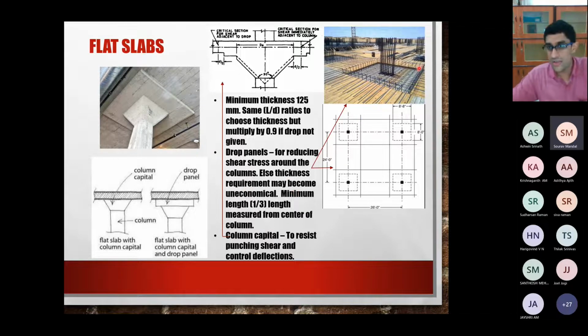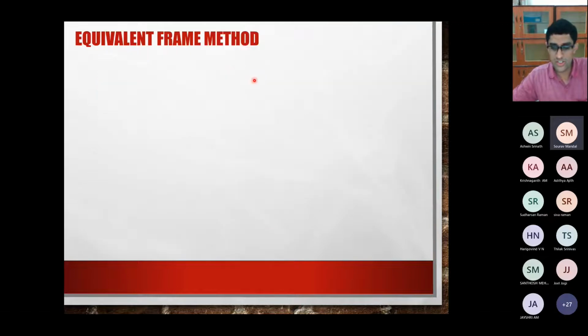And the size of this drop panel should be at least 1/3 of the length measured from here to here, from column to column. So column to column, how much is the length? At least 1/3 of that you have to give as the size of this drop panel, the side of the drop panel. And then of course you also have the column capital. This is basically to resist punching shear and control deflections. So how to analyze this?